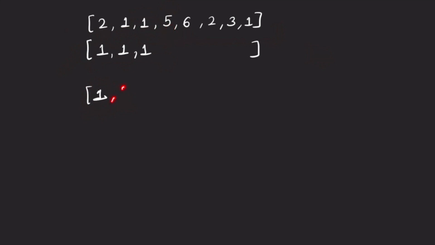Now we have 5. Can 5 be inserted here? Yes, because 5 is greater than 1. So we'll keep 5. Now at this point, the length has become 2, so we will keep 2 here. Next we have 6. 6 can be inserted here, so we will insert 6. Now the length has become 3. So corresponding to 6, we will store 3.